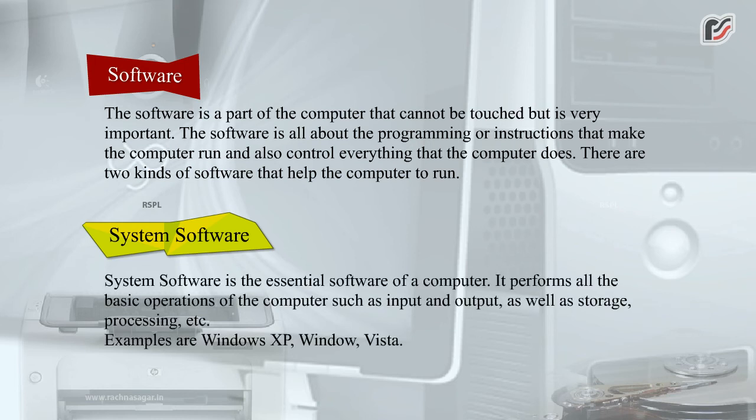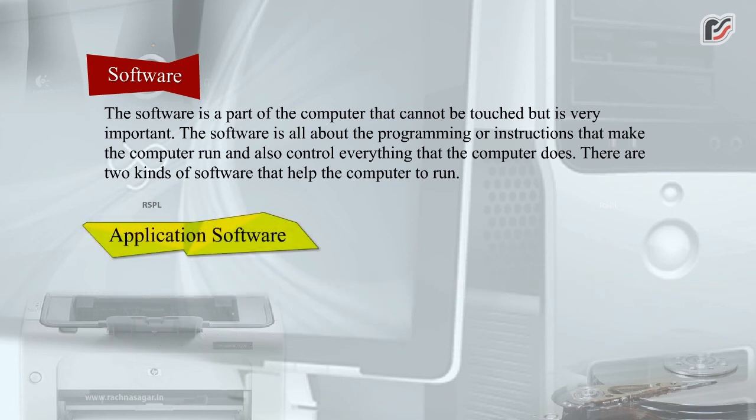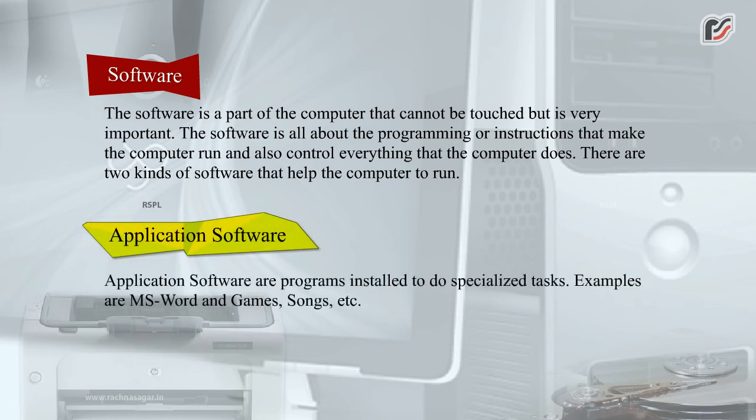System software. System software is the essential software of a computer. It performs all the basic operations of the computer, such as input and output, as well as storage, processing, etc. Examples are Windows XP, Windows Vista. Application software. Application software are programs installed to do specialized tasks. Examples are MS Word and games, songs, etc.